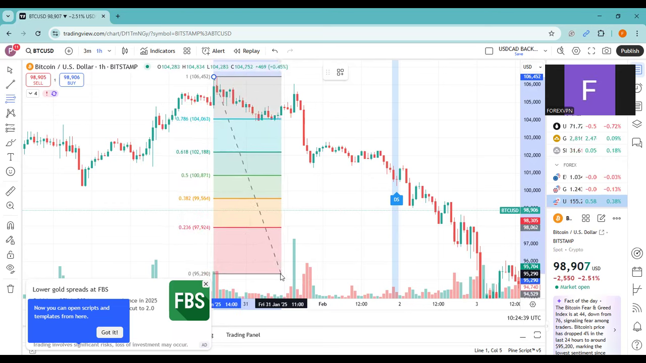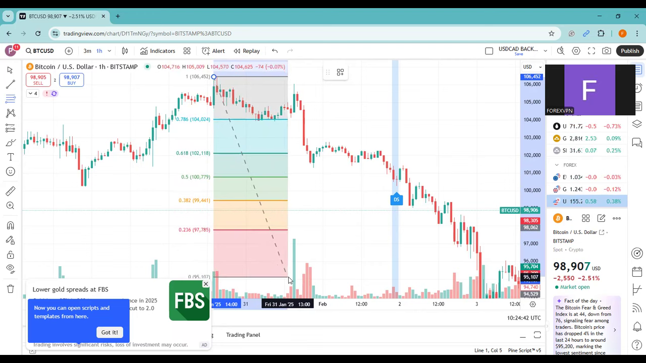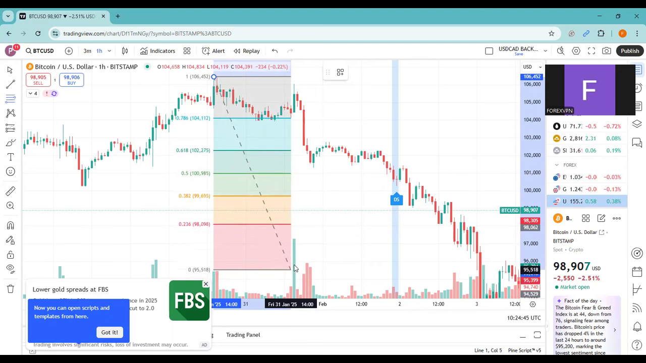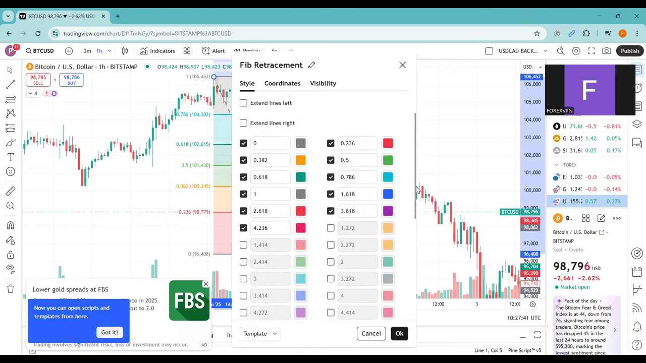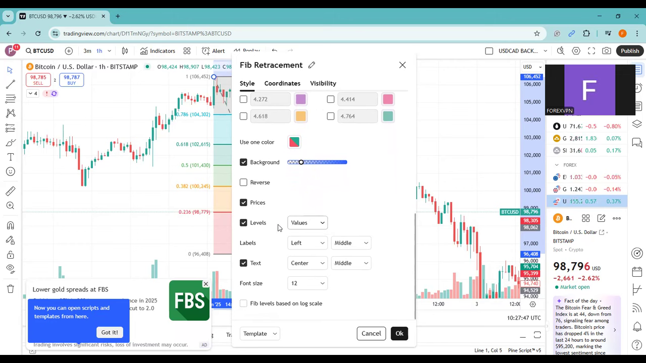Then after that, you can tap it to fix your Fibonacci retracements. Okay, let's quickly change these parameters from 1 to 100%. So we can have 100% to 0%. You come and click here, these settings. Then you scroll down to find values. You click it and change it to percentage. You can see it has changed to 100% to 0%. You click OK.